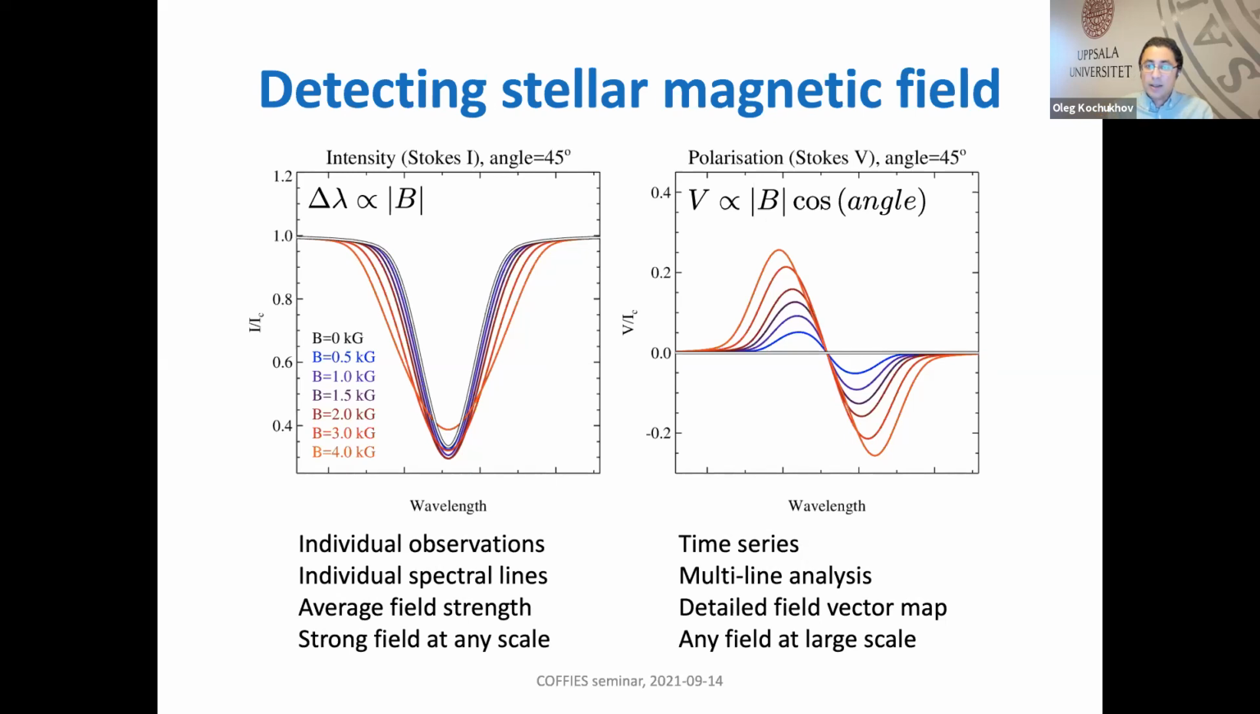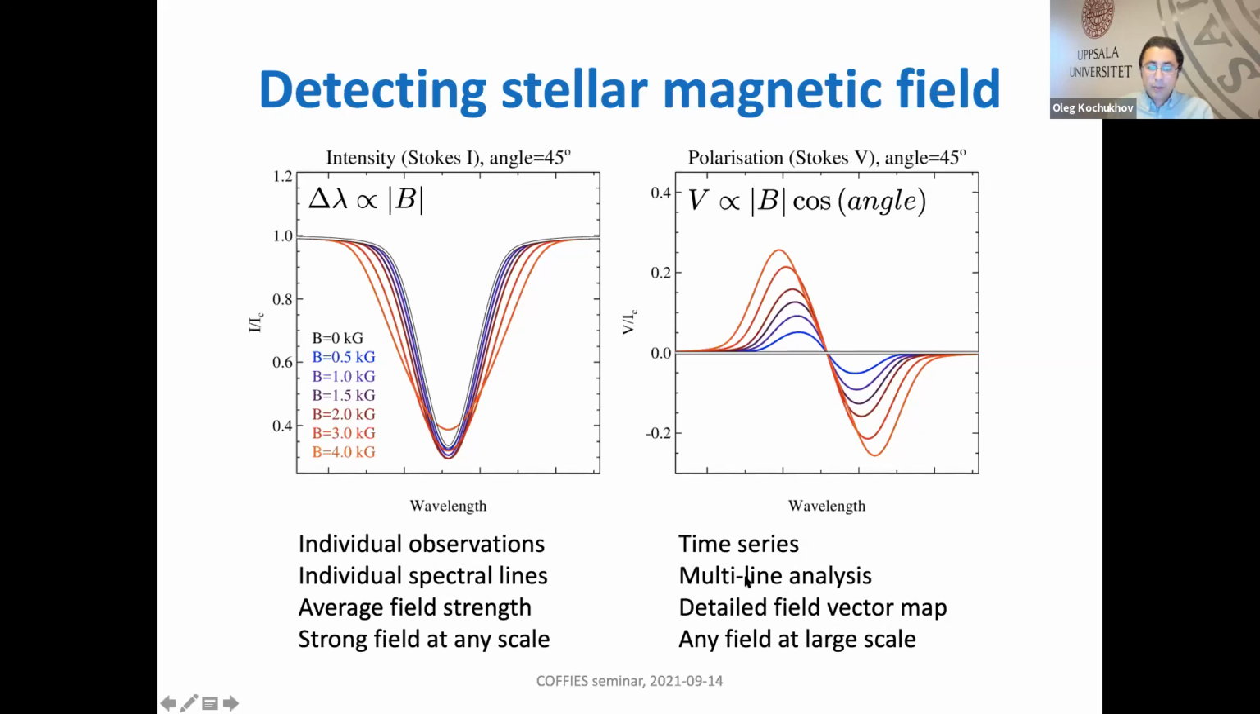And because of that, the signatures in Stokes V can have different sign. And therefore, as we average over the surface of the star, as we detect only the disintegrated signatures on Earth, there is a great deal of signal cancellation. So the field that we detect in Stokes V is not the total field, but only the largest components, the simplest part of the field.